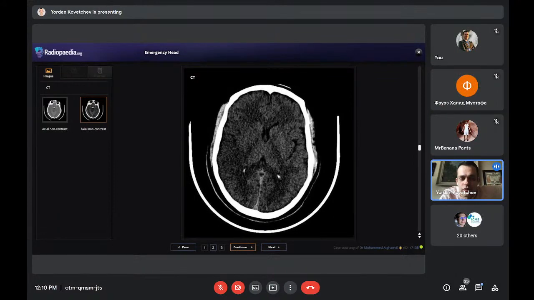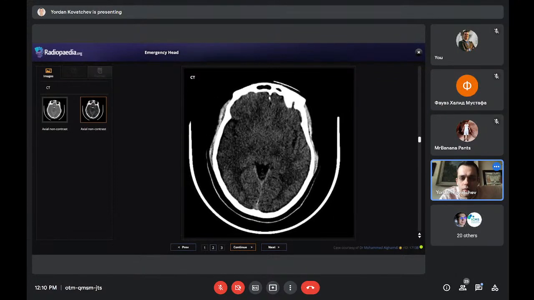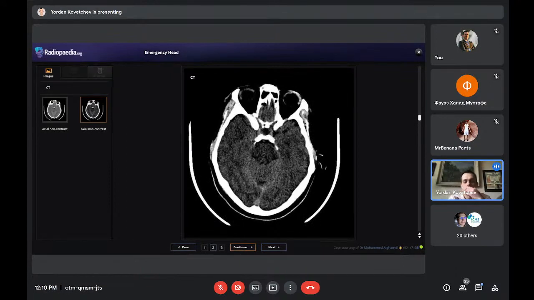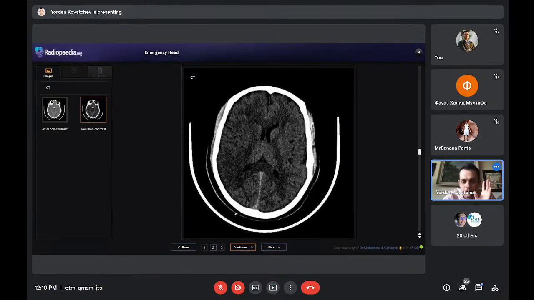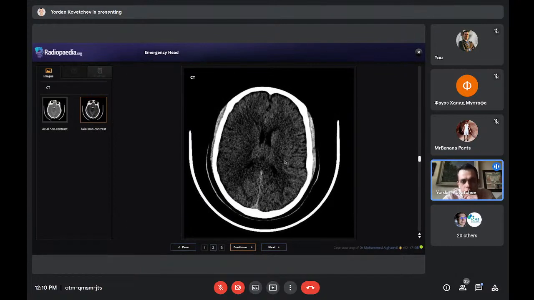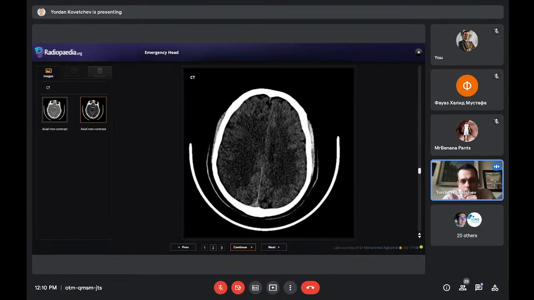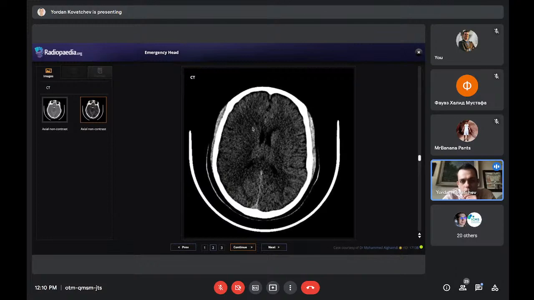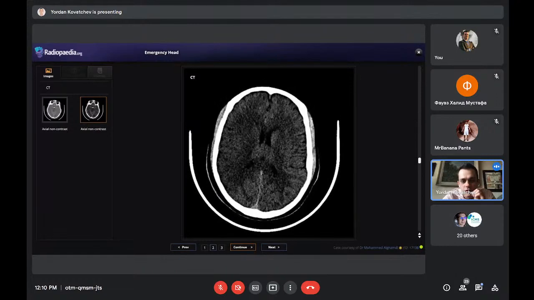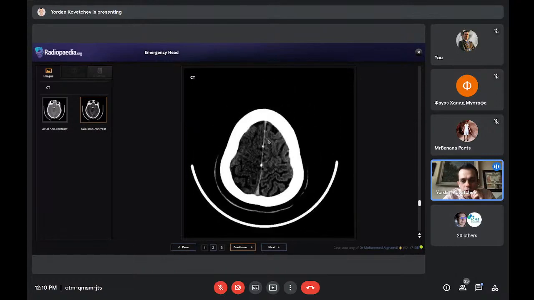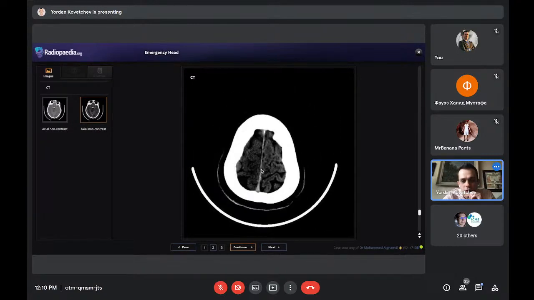So this patient had left side weakness, right? So we're expecting some pathology on the right side. And does anyone want to take a guess? Looking at the stroke window, look closely at the gray-white matter differentiation. There is no midline shift. This is another thing we look at as well.